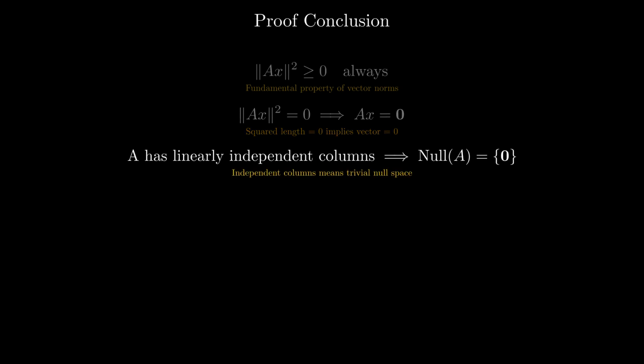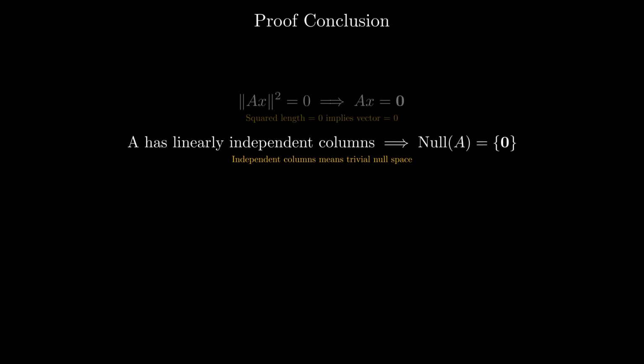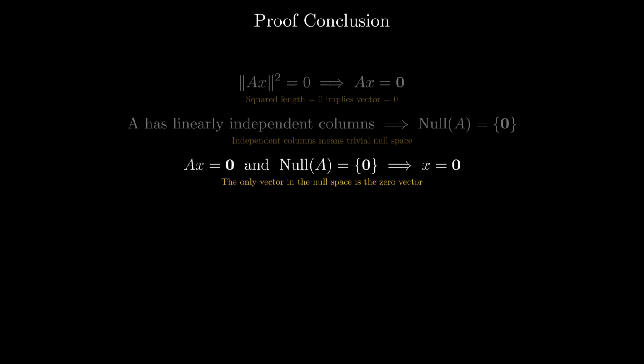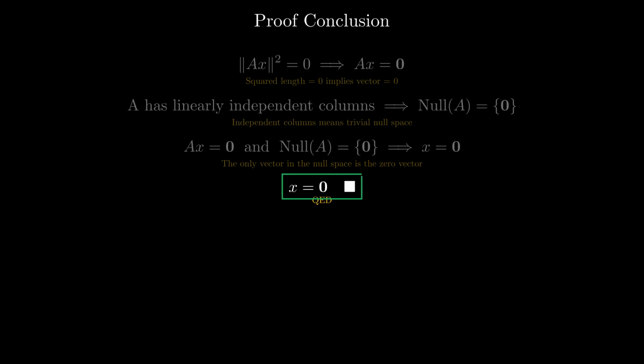Now we invoke our hypothesis. A has linearly independent columns, and this means the null space of A is trivial. The only solution to Ax equals 0 is x equals 0. And with that, the proof is complete.